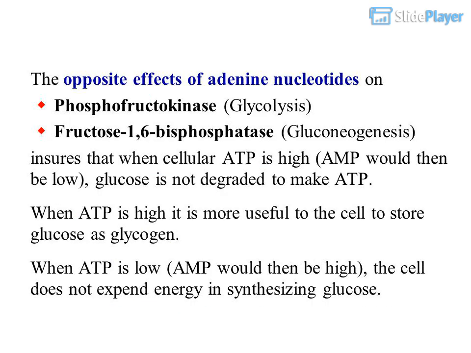The opposite effects of adenine nucleotides on phosphofructokinase, glycolysis, and fructose 1,6-bisphosphatase, gluconeogenesis, ensure that when cellular ATP is high, AMP would then be low, and glucose is not degraded to make ATP. When ATP is high, it is more useful to the cell to store glucose as glycogen. When ATP is low, AMP would then be high, and the cell does not expend energy in synthesizing glucose.